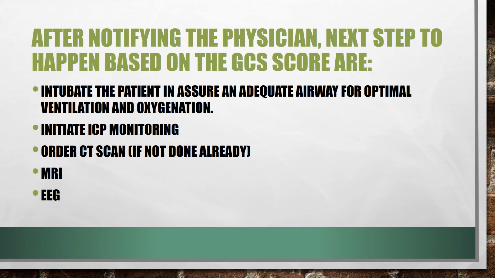All right, after we notify the provider of the change in the Glasgow Coma Scale, we would probably be intubating the patient to ensure that he has an adequate airway for optimal ventilation and oxygenation. We would also initiate intracranial pressure monitoring. We would order that CT scan if it has not already been done, possibly looking at getting an MRI and then an EEG at this time.